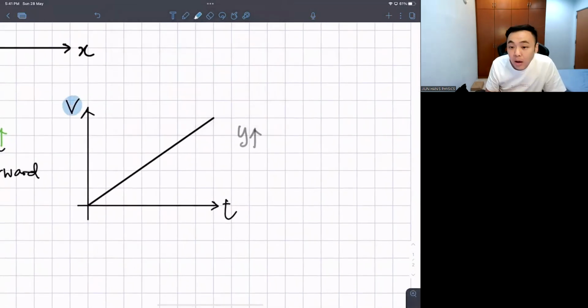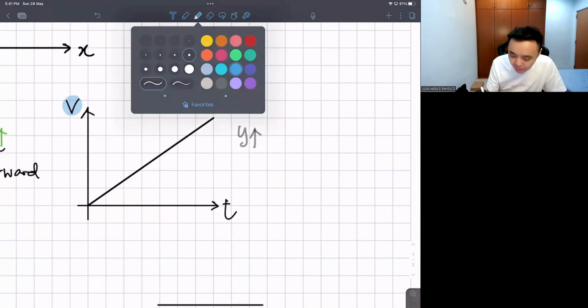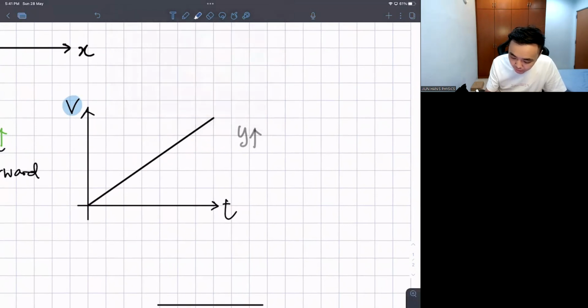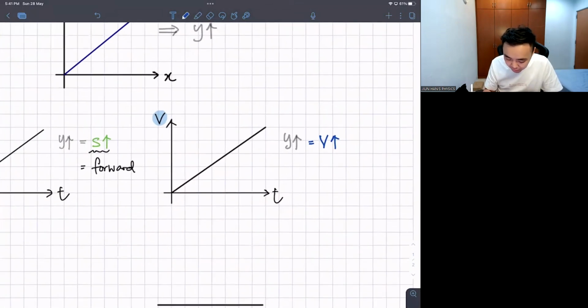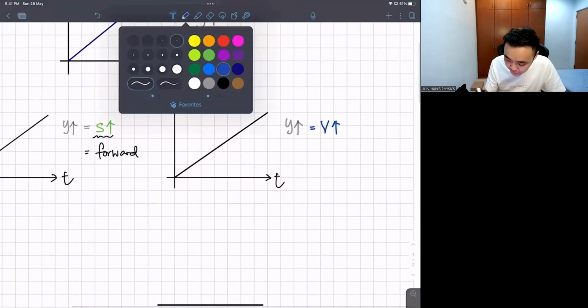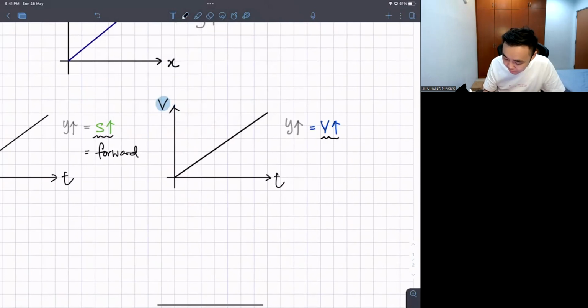This is velocity. So what does it mean if y increases? That means v increases. What do you call a velocity increase? Good, velocity increase. A word to describe it: yes, this means you are accelerating.